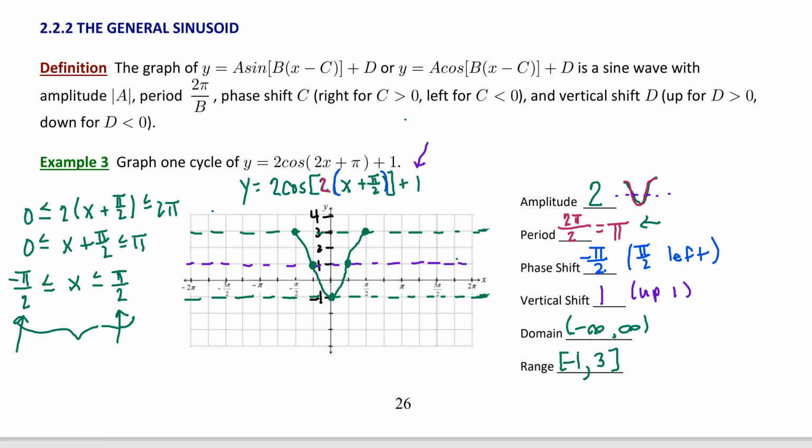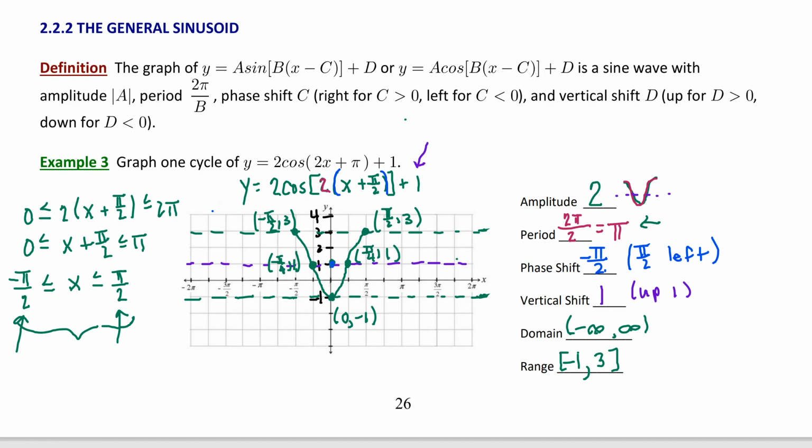Now let's be very meticulous and label those 5 key points. So the final point here is pi/2 and 3. This point would be pi/4 and 1. This is the point 0, -1. We have -pi/4 and 1. And we have -pi/2 and 3. Now, to keep things in perspective, let's quickly sketch our basic cosine wave.